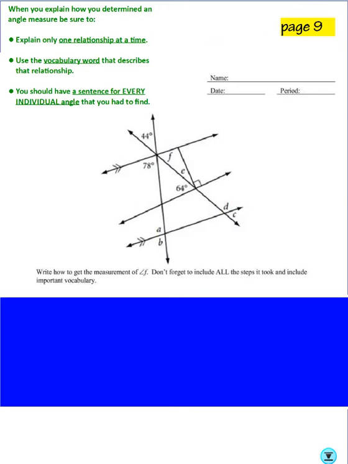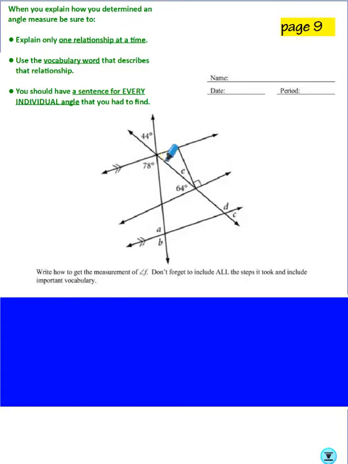So, go to page 9 in your packet. On page 9, we see this interesting shape, a lot more complicated than what we were looking at. Your page has 2 questions on it. Mine only has 1 because I'll have that second question on the next page. So the first question says, write how to get the measurement of angle F. Don't forget to include all the steps it took and important vocabulary.